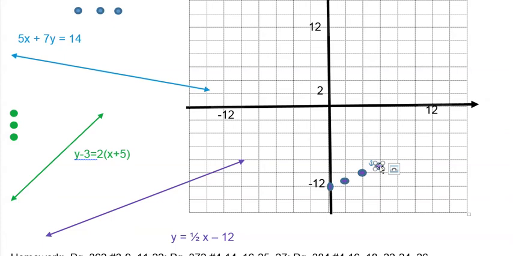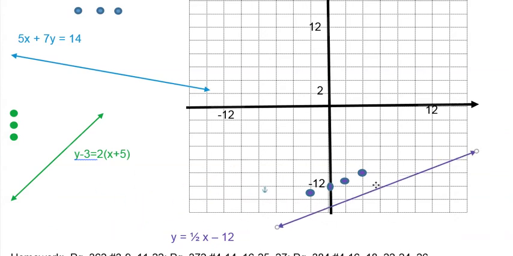I could also go, instead of that last one being up 1 and over 2, I could have said, well, let's go down 1 and over 2. And that would have been fine as well. Either way, I can see, okay, I've got a nice straight line and I can connect the dots. So use your straight edge, use a ruler, and play connect the dots.